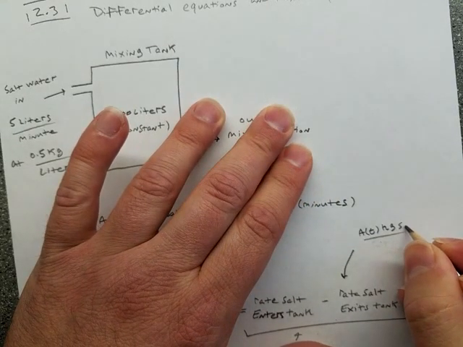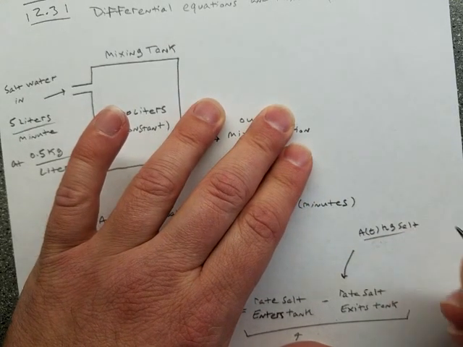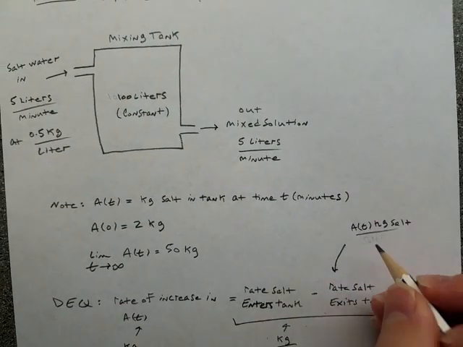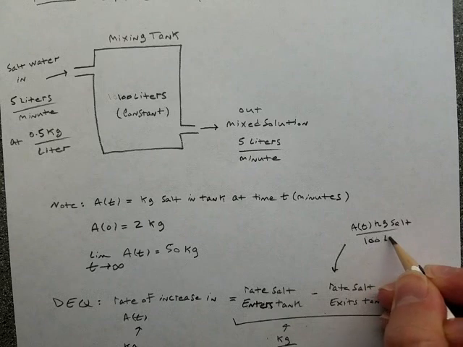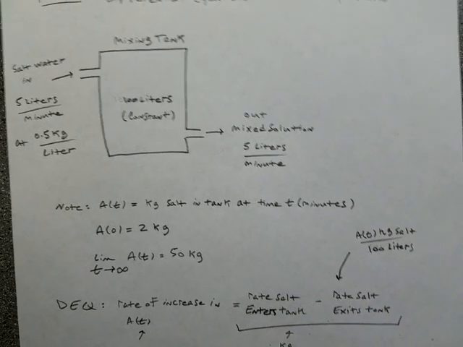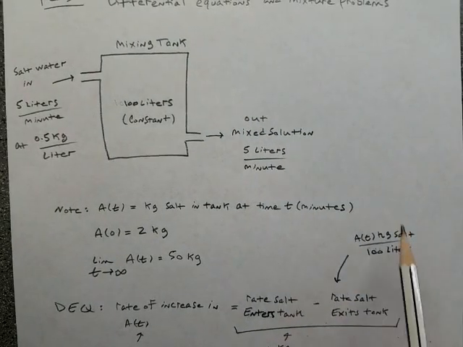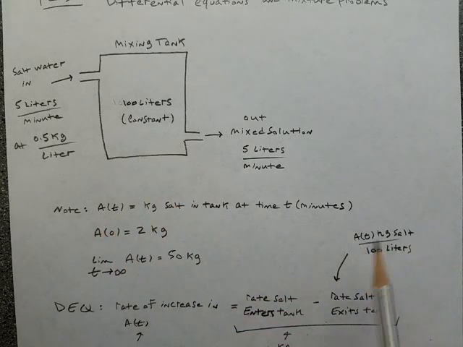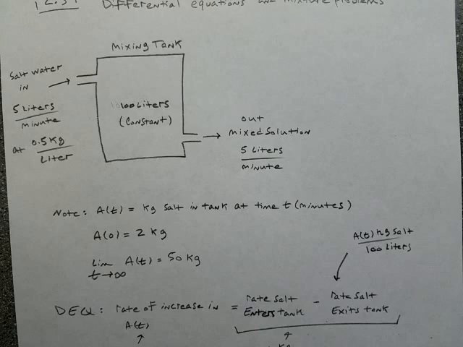There's A of T kilograms of salt. Okay, we're making our salt water. And there's 100 liters. That's always true. Okay, that's how much salt is in there in terms of the absolute amount. And this is the volume of the total solution.